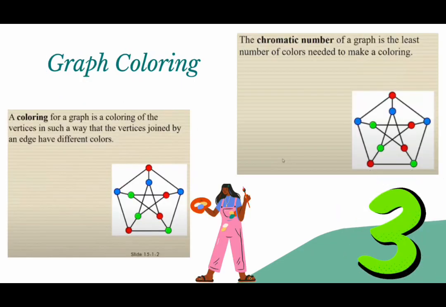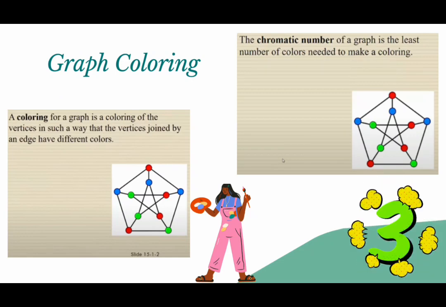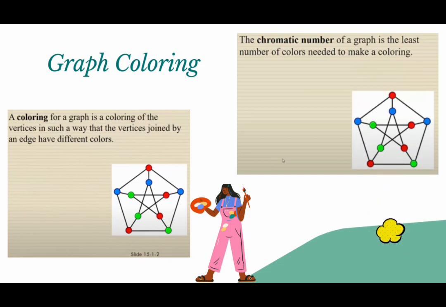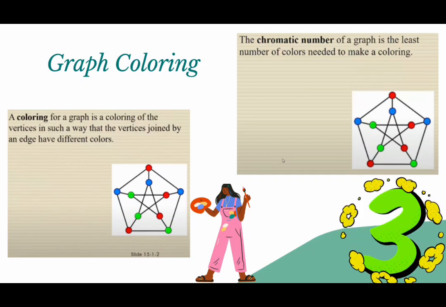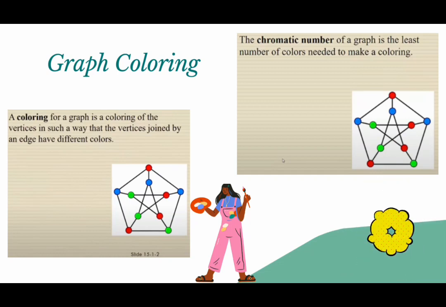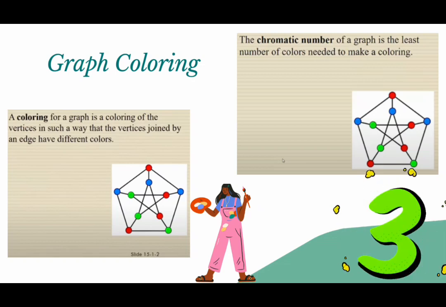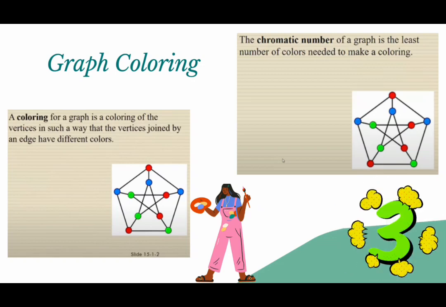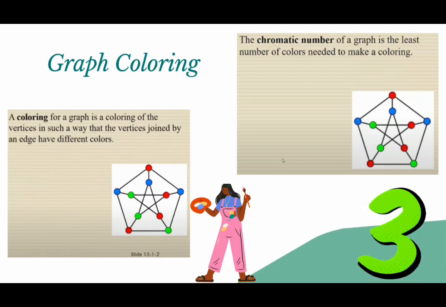The graph coloring. Dito naman sa graph coloring, madali lang siya. Okay. There is a connection between coloring maps and graph theory. This connection has many practical applications from scheduling tasks to designing computers to playing Sudoku.